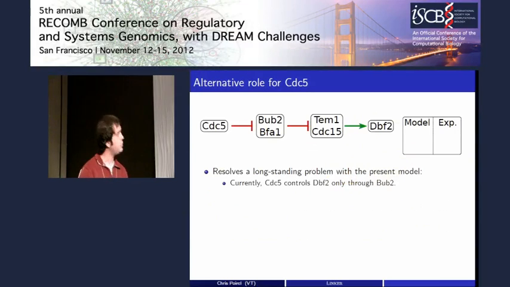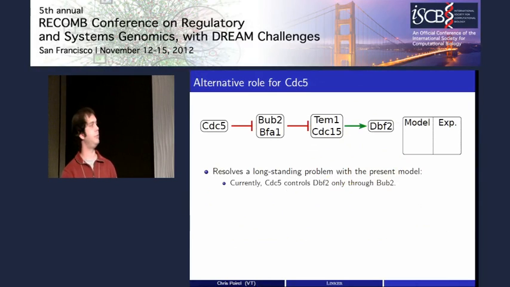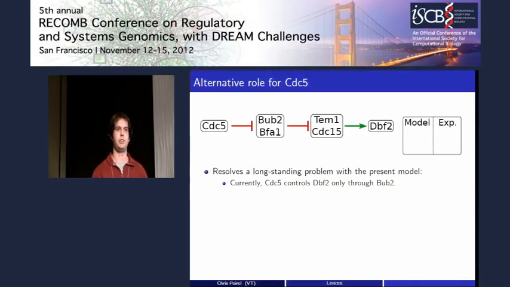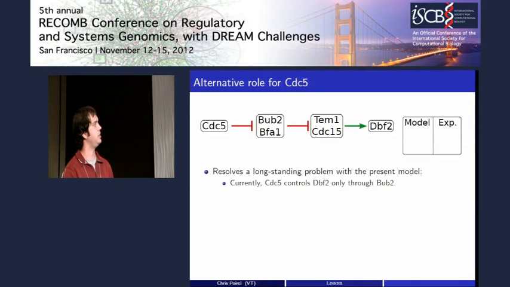So in a version of the model since the 2004 version, they've added CDC5 and its regulatory control over DBF2. DBF2 is important in the mitotic exit network. It forms a complex with MOB1 and is extremely important there, but I'm not going to discuss any details about the downstream effects here. What I really want to talk about is just the regulatory control of CDC5 over DBF2.